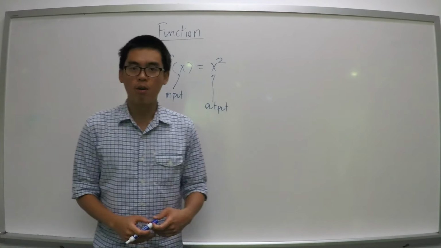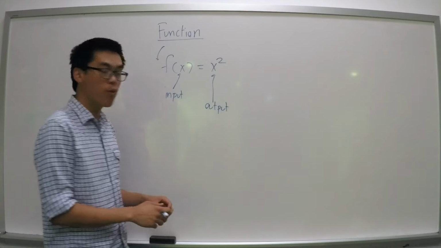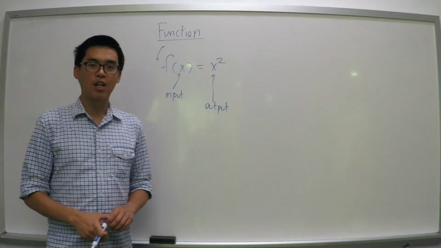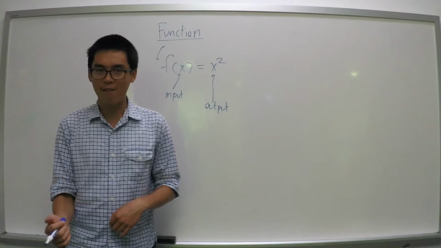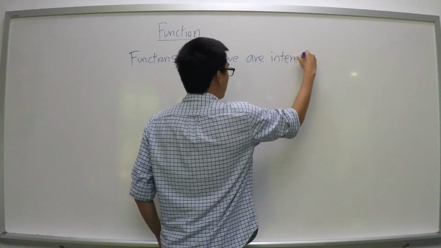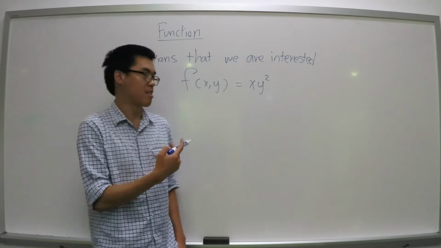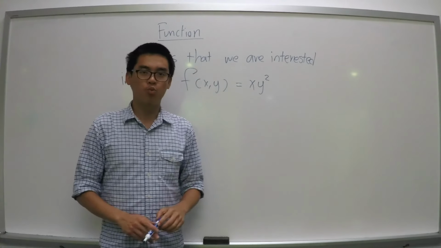But in this class, we talk about vector calculus or multivariable calculus. So we will not be looking at this kind of function anymore. We will be looking at functions that either have several inputs or whose input is a vector. So the functions that we are interested in look like this. We have f of x and y equal to xy squared.